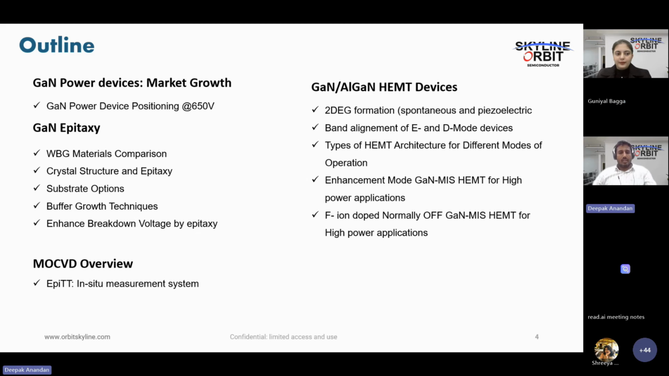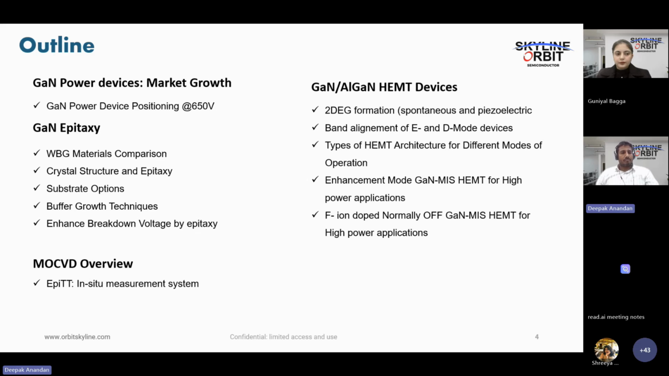So this webinar is basically a brief introduction to gallium nitride epitaxy as well as devices. I hope a lot of the attendees are already more familiar with this topic, but bear with me for a few of the basic things. I will also touch upon a few advanced techniques as well, which I believe will be interesting for you. So let's move into the outline.